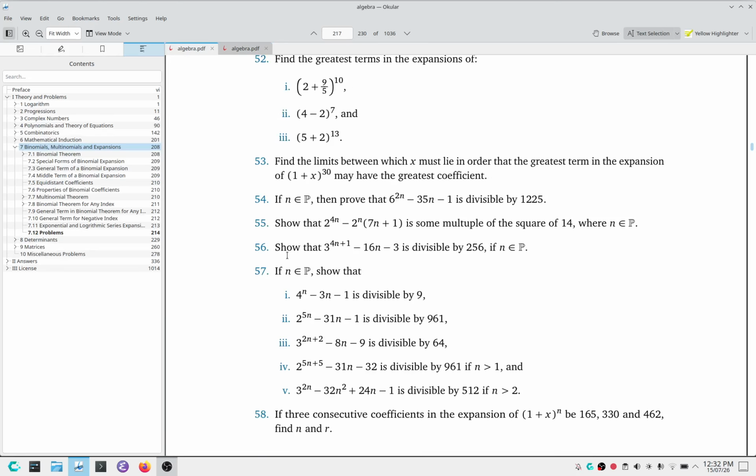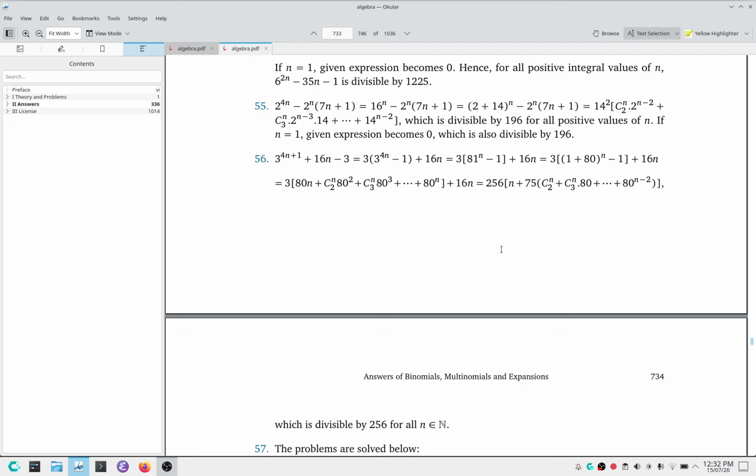Question 56 says: show that 3 raised to the power 4n plus 1 minus 16n plus 3 is divisible by 256 if n is in the set of positive integers. So what we do here is we take 3 out, and we get 3 to the power 4n, minus 1 plus 16n. That is 3 times 81 to the power n, minus 1 plus 16n. We split it, we make it 1 plus 80 to the power n, minus 1 plus 16n.